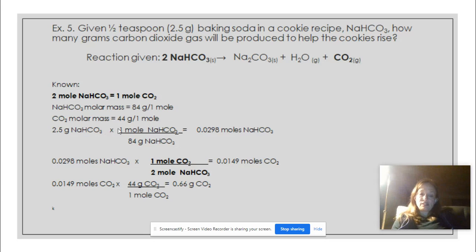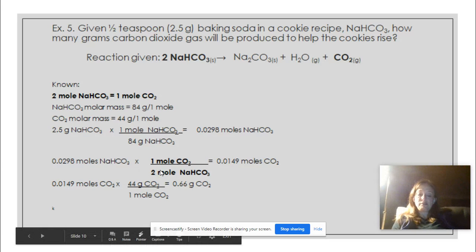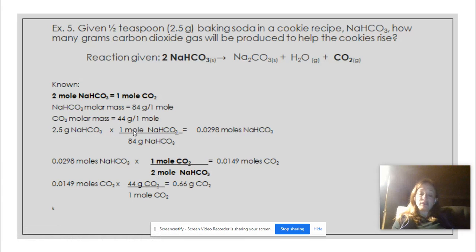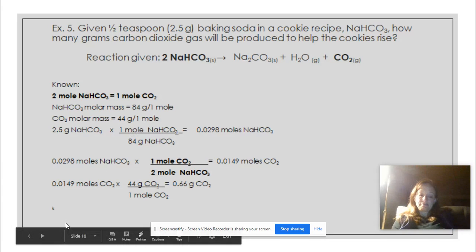Okay, so notice that's this 3-step problem. Change grams to moles, use the mole ratio from the balanced equation, change moles to grams because that was asked for. As compared to the first 3 examples where we were given moles and all we had to do was use the ratio. Okay, so those extra 2 steps are if we are given grams instead.